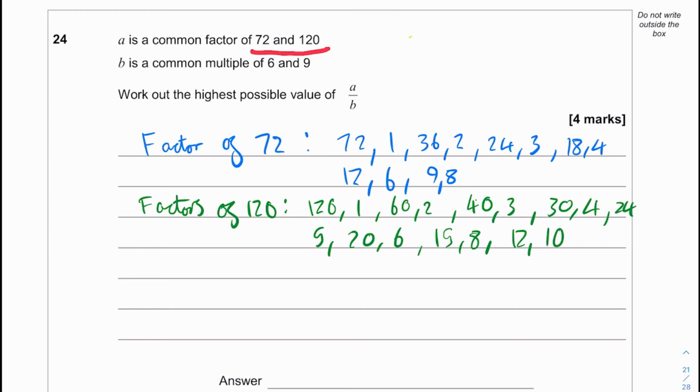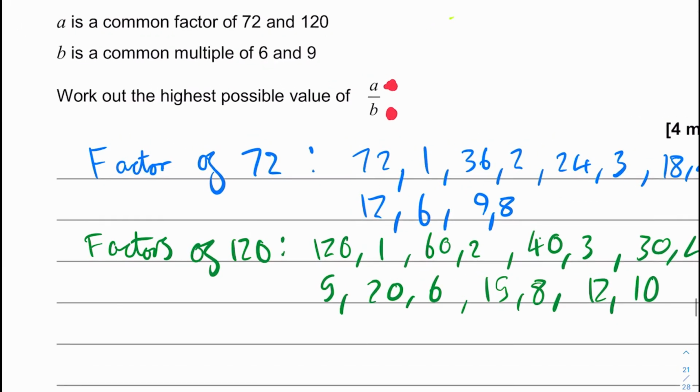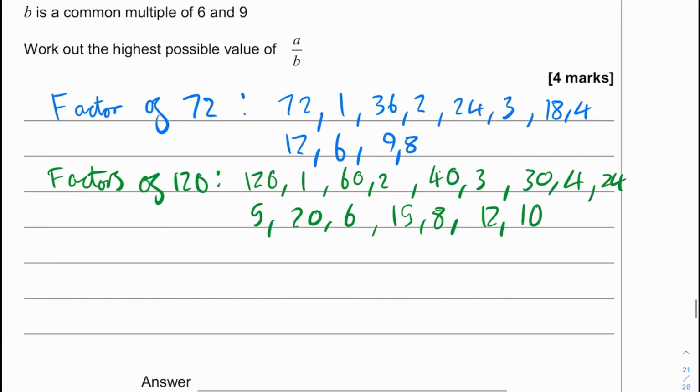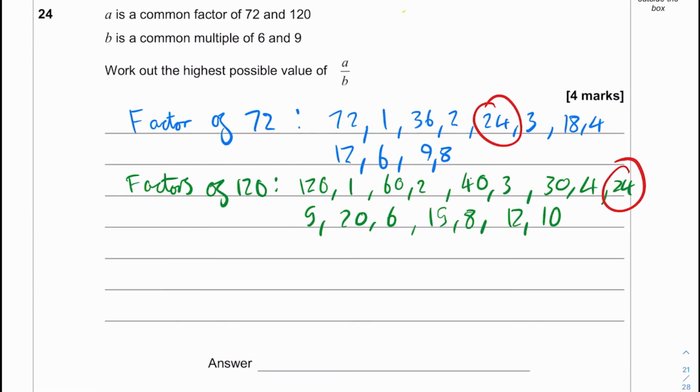And this is because if we consider A over B, we need A to be as big as possible and B to be as small as possible in order for this to give the highest value of A over B. So we need the biggest value of A, which is the highest common factor of 72 and 120. So we just look at the values that we've got here of all the common factors. What we can see is that the highest value that occurs in both sets is the number 24. So this is our highest common factor, so we can say that A is equal to 24.